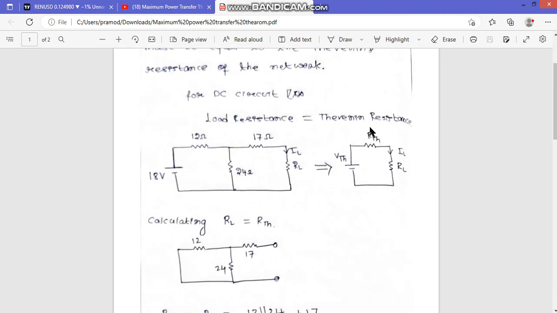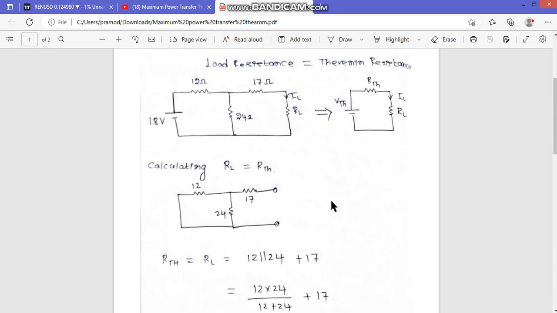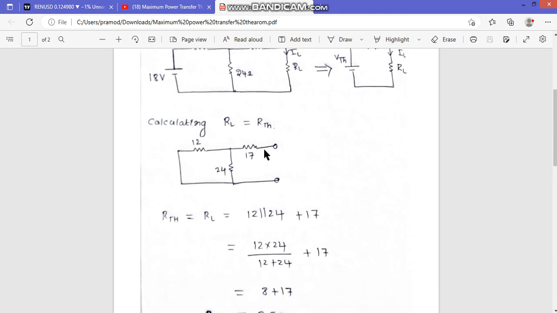What is the value of RTH? If you replace your RL with the same value as your RTH, then the power transferred to this load will become maximum. So for that, what do you have to calculate? We know this can be done using Thevenin's theorem, right? So we can calculate RTH and VTH. First, we will calculate RTH.